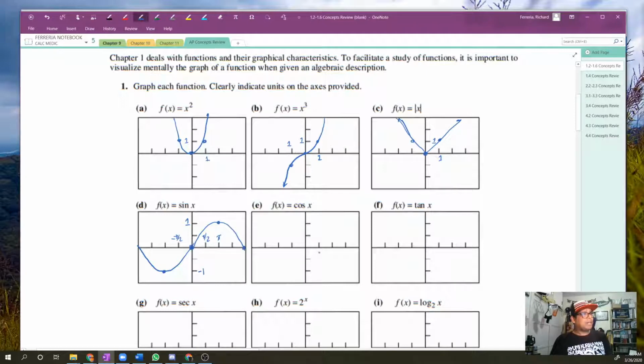Cosine x is a lot like sine x. Make that pi over 2, and we'll make this 1 up here, and we won't make too much of a fuss here. Pi over 2, this is pi, so cosine of pi is 0. And then, no, messed that up now, didn't I? Cosine of pi is negative 1. Here's our wave.